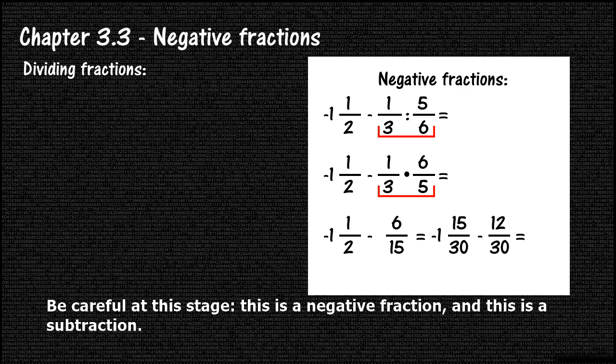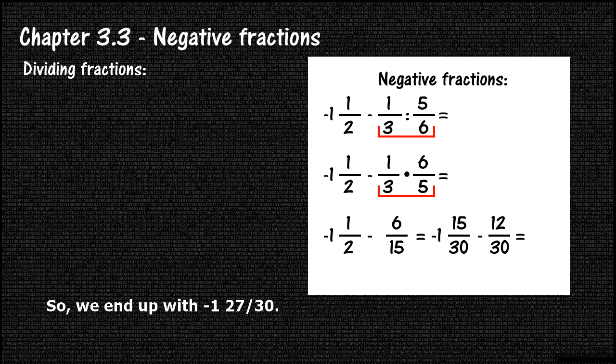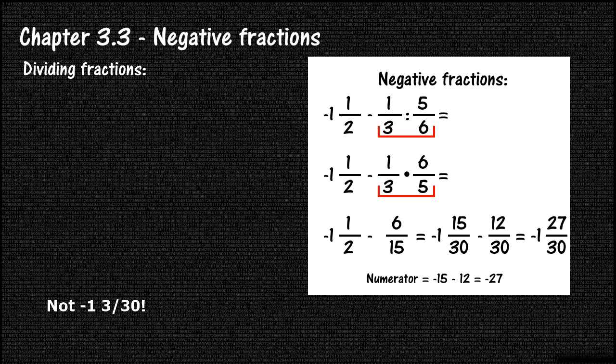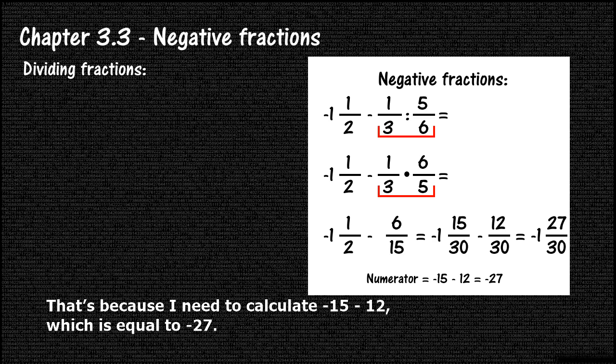Be careful at this stage. This is a negative fraction and this is a subtraction. So we end up with minus 1 and 27 over 30, not minus 1 and 3 over 30. That's because I need to calculate minus 15 minus 12, which is equal to minus 27.